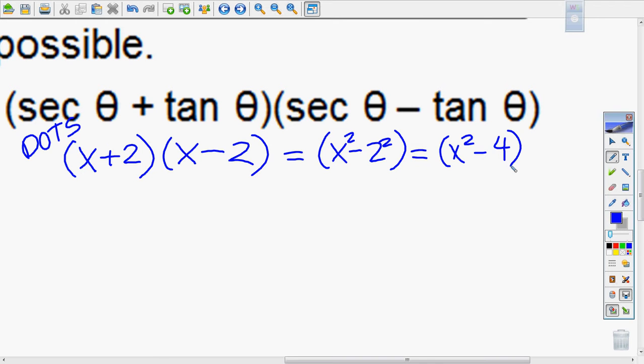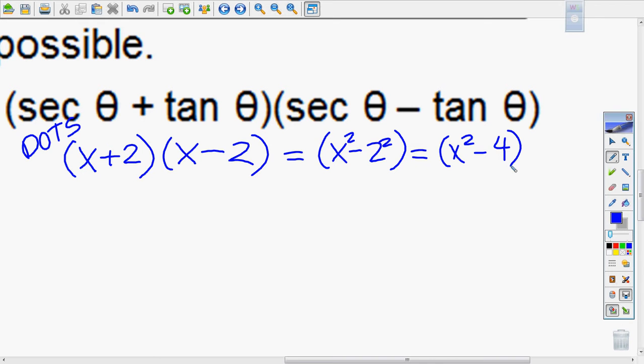When the terms are the same and the operations are the opposite, it's a difference of 2 squares. That means you have your FOIL, but you're only doing the F and the L because the middle is going to cancel out. So first term to first term, last term to last term. That gives you x squared minus 2 squared. And what is 2 squared? 4. Right? You agree with that? Yes? No? Maybe so? Okay.